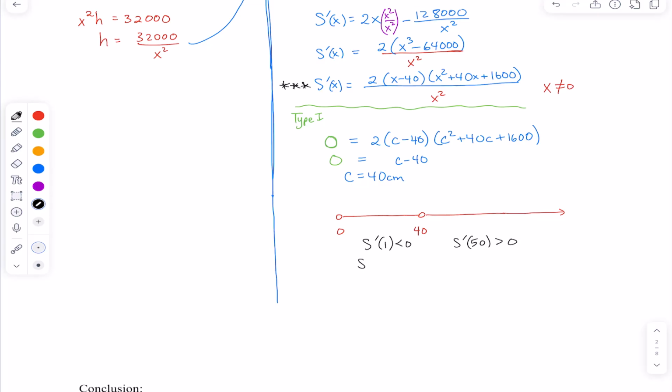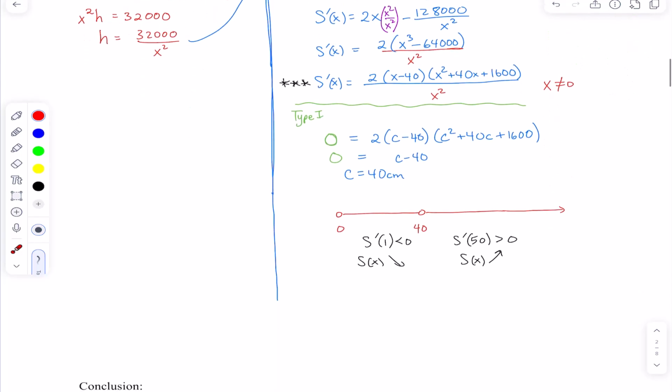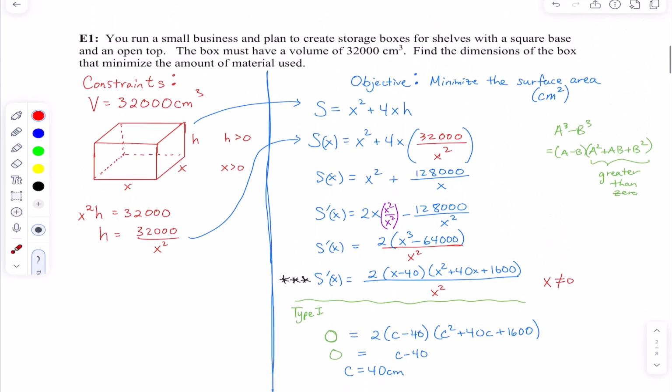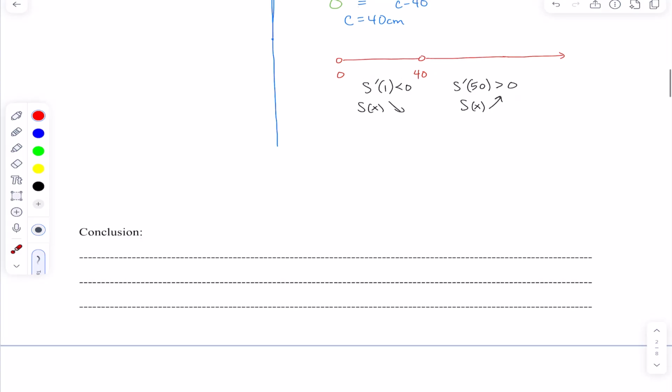So we know our surface area function is decreasing, and then the surface area function will increase after our critical number. So if it decreases before our critical number and increases after our critical number, that means we have to have an absolute min. And the reason why it's absolute is because we only have one critical number. So that actually will yield the lowest value for our surface area function. So we are able to conclude that we have minimal surface area.